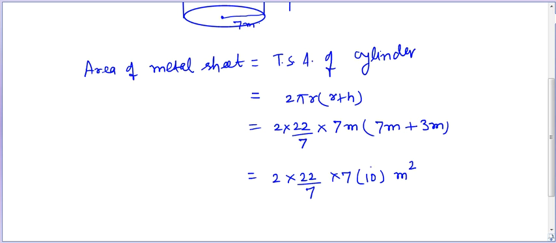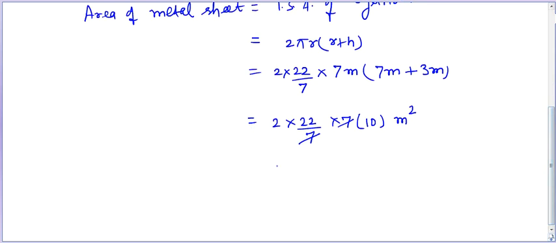Now see students, 7 is cancelled out and we have 22 into 2, that is 44, and it is simply 440 square meter. बिकॉज जब भी हम 22 का डबल करेंगे तो आएगा 44 और इसको 10 से मल्टीप्लाई करेंगे, सिंपली इट इज 440 स्क्वायर मीटर. सो द एरिया ऑफ मेटल शीट required to make the given closed cylinder is 440 square meter.